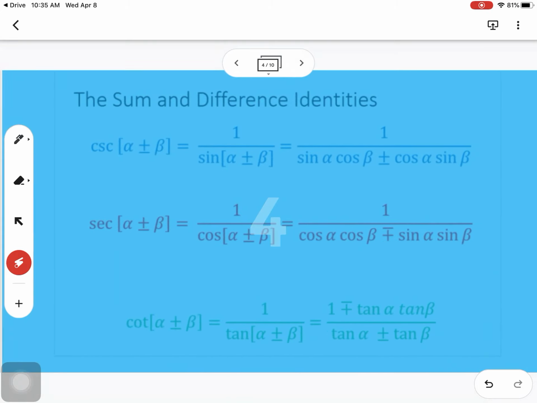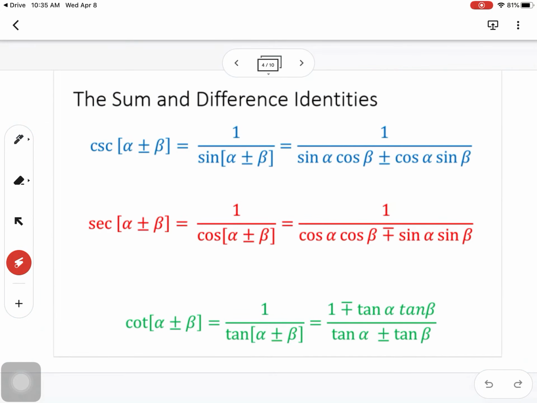The next three identities are just the reciprocals. So I really don't think of them as additional identities, but I have written them out for you as well. What you'll notice with each of them, I wrote the identity, then I wrote it as the reciprocal function, and then I really just plugged in the sine sum identity, the cosine sum identity.